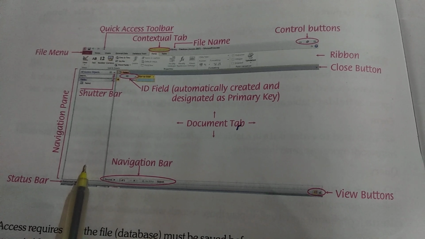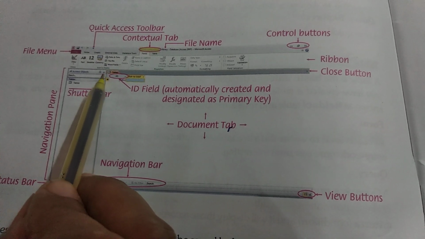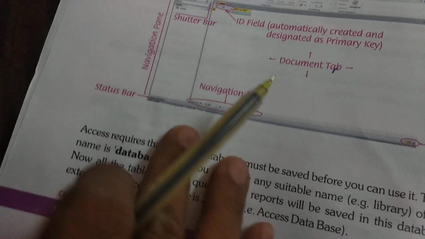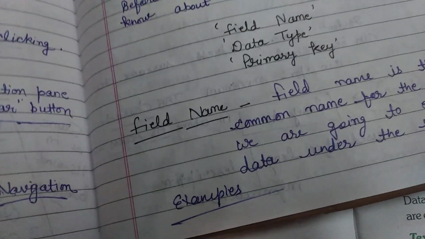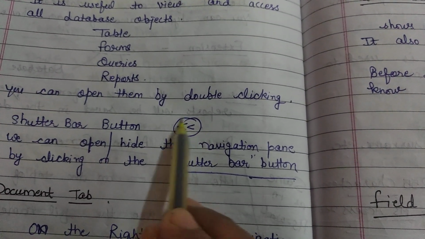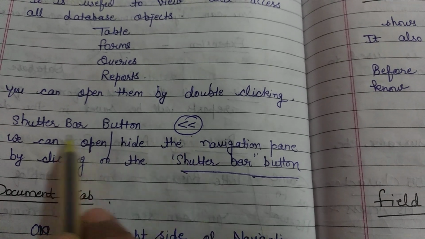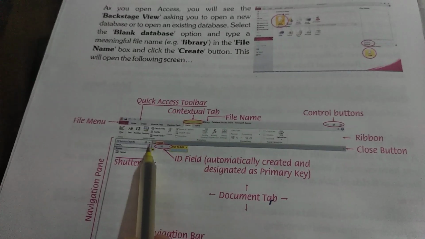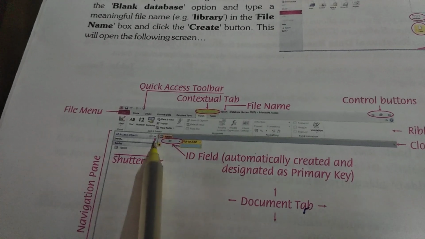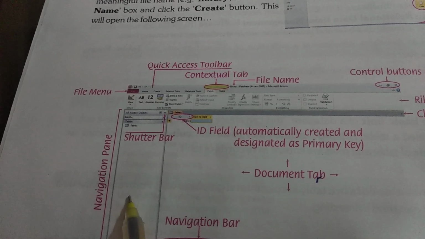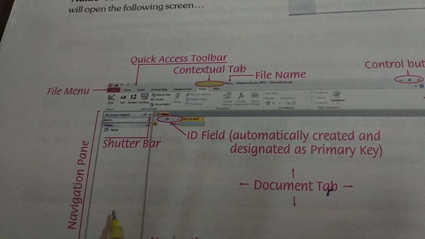Okay. Next is shutter bar. Shutter bar is this small button here. You can see it in the book and I am showing you this button. In this way it will be shown on the screen. Okay. This is the shutter bar button. Using this shutter bar button, you can hide the navigation pane or you can open the navigation pane.